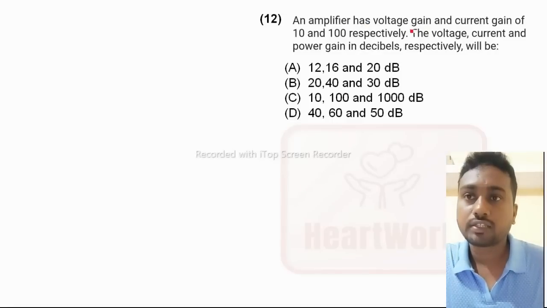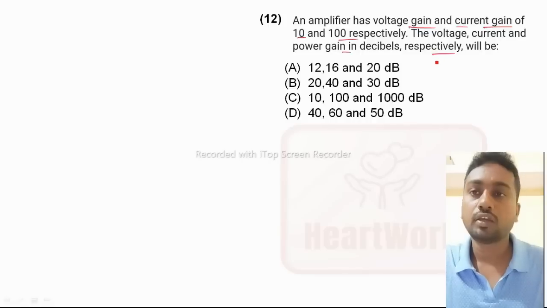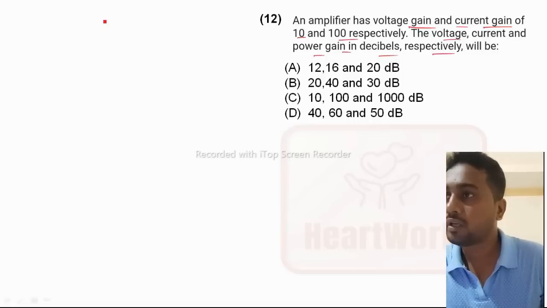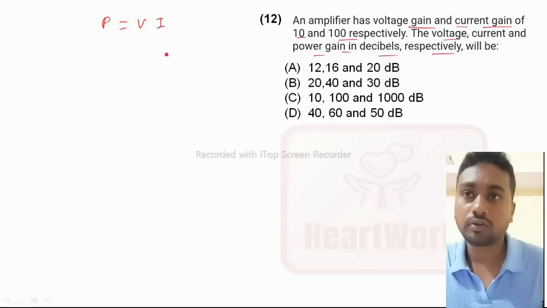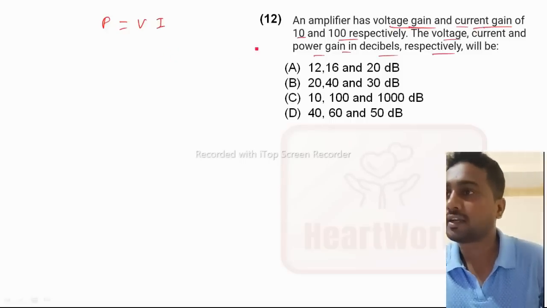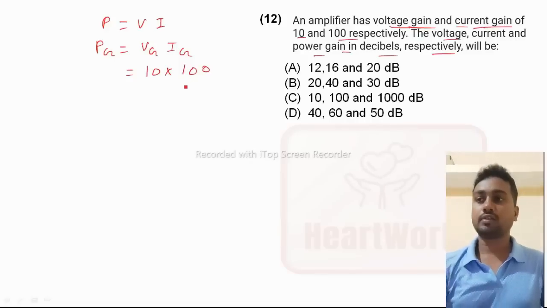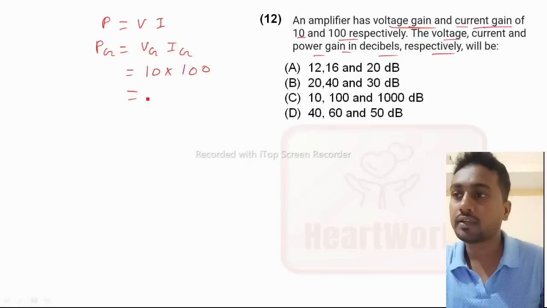Next, an amplifier has voltage gain and current gain of 10 and 100 respectively. The voltage, current and power gain in decibels respectively will be. We have to find voltage, current and power gain in decibels. Power P equals VI. What we have been given is voltage gain and current gain, so first we find the power gain. Voltage gain is 10 and current gain is 100, so power gain is 10 to the power 3.